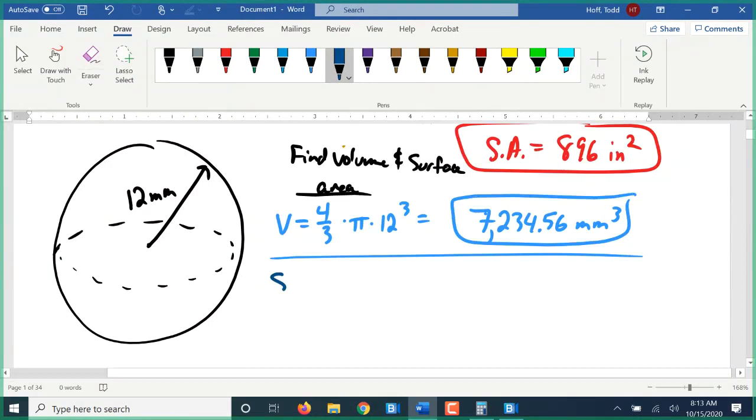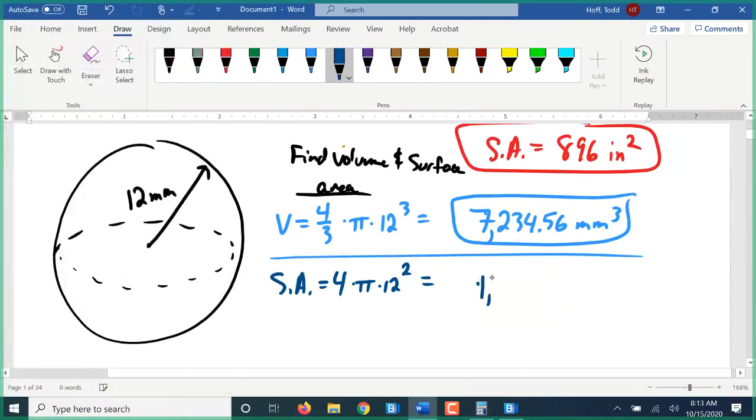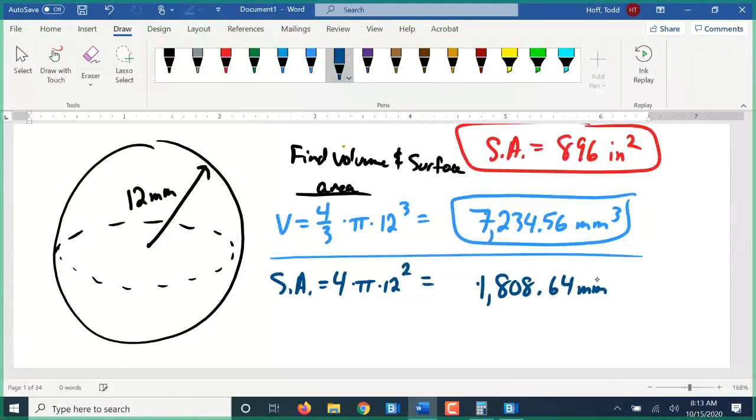For surface area, it is 4 times pi times the radius squared, so times 12 squared. 4 times 3.14 times 12 squared gives us 1808.64 millimeters squared for surface area.